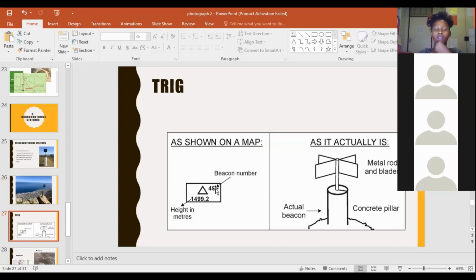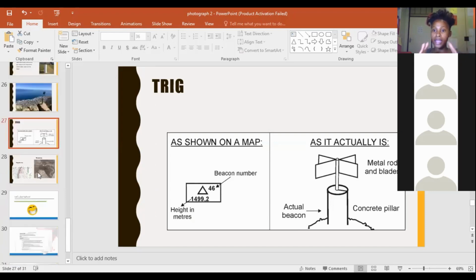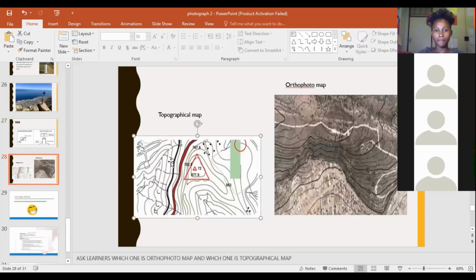Are we fine? Yes, ma'am. On the triangle, on top, we have two numbers. The first number is a beacon number, and the second one is a height in meters. So it always has a triangle and two numbers. The first number on top is a beacon number, and the bottom one is the height in meters. Are we fine now? Yes, ma'am.